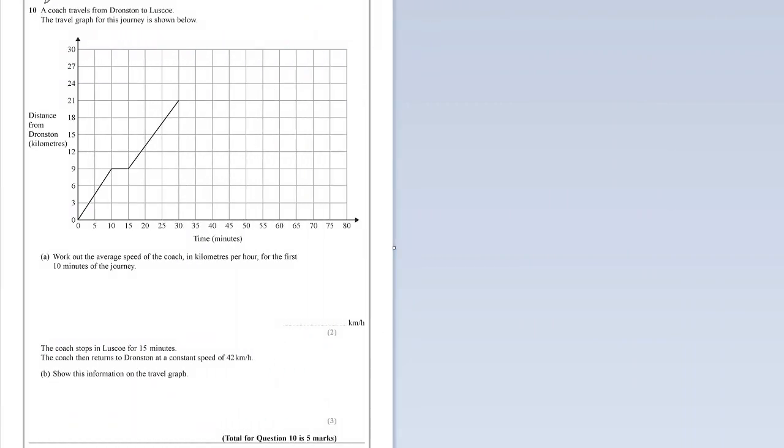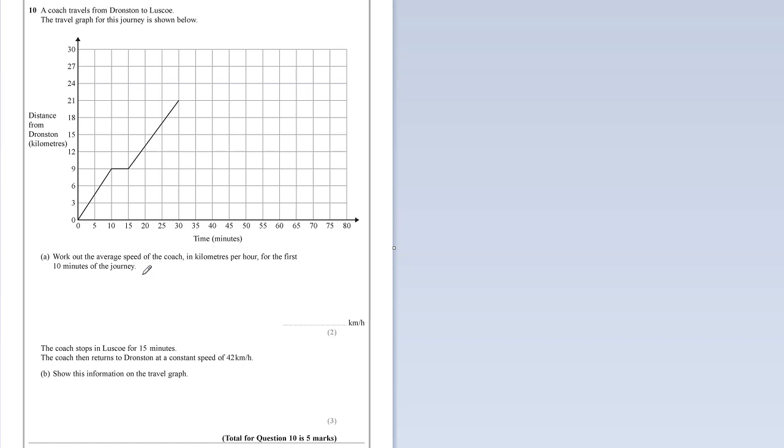Question 10. The coach travels from Bronston to Lusco. The travel graph for this journey is shown below. Okay, this is a typical distance time graph with distance on the vertical axis and time on the horizontal axis. Part A. Work out the average speed of the coach in kilometers per hour for the first 10 minutes of the journey.